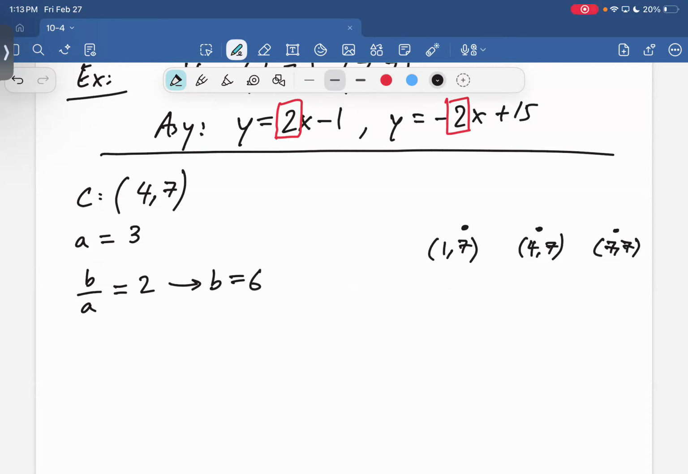Any questions? A is the distance between the center to the vertices. B does not correspond to anything on the hyperbola. It's just part of the equation, right? So for the equation, we need h, k, a, and b.